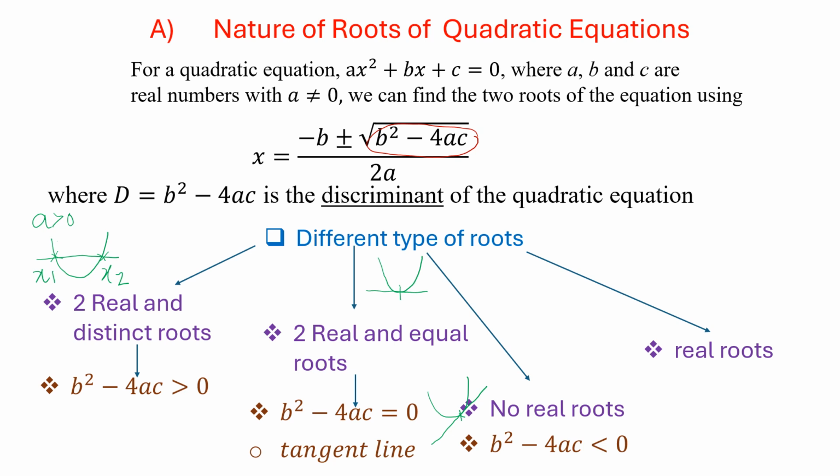And of course, the last type of roots is called real roots. It comprises two real and equal roots and two real and distinct roots. That means it combines these two together. And that is when the value of b squared minus 4ac is more than or equal to 0. So these are the four different types of roots that you have to keep in mind when we're managing this chapter.